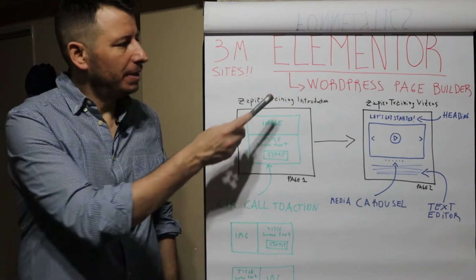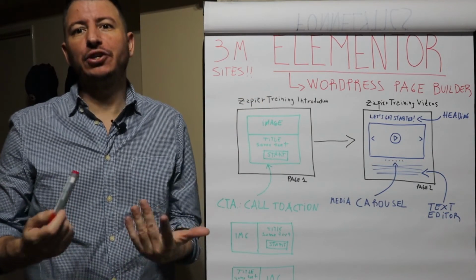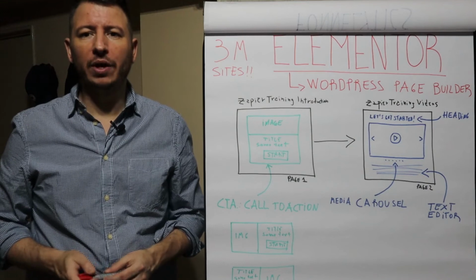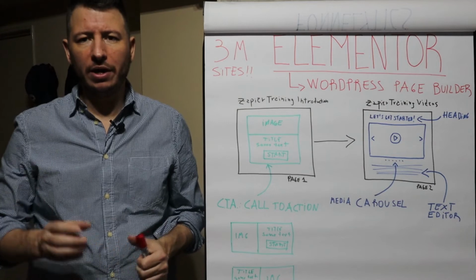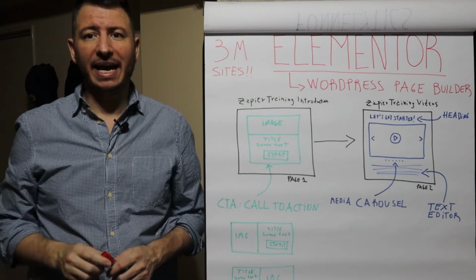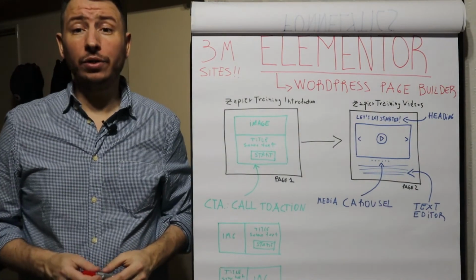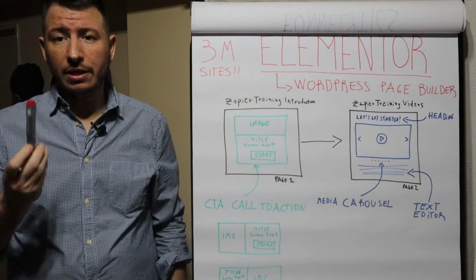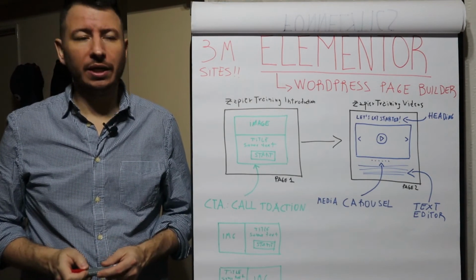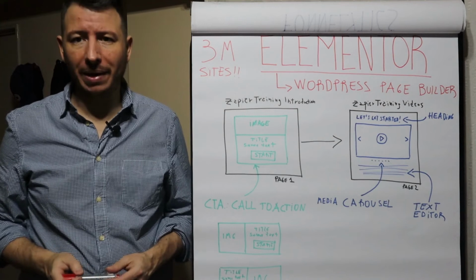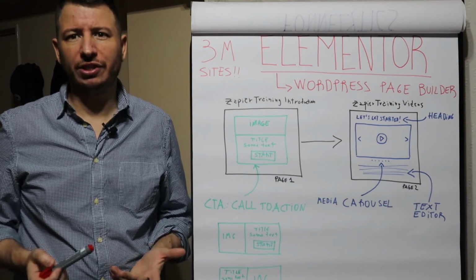Today I want to show you Elementor. Elementor is a WordPress plugin and it's also a page builder that provides you with a library with hundreds of UI widgets where you can drag and drop those widgets and create professional web pages. As a side note, Elementor announced today that there are 3 million websites using this plugin, so it's pretty popular in the WordPress ecosystem.